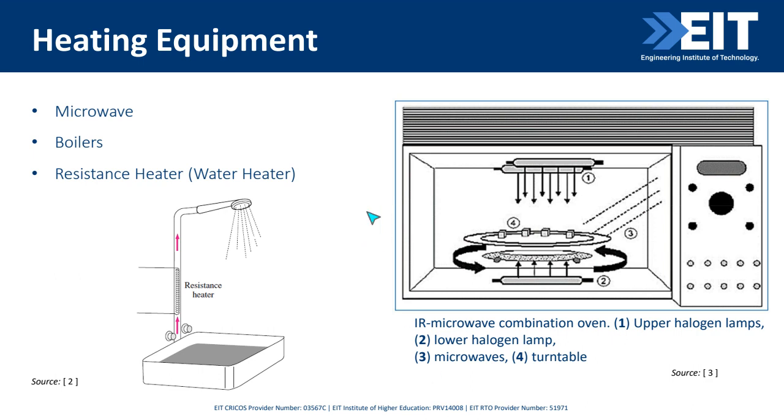Microwave is very interesting, and day in day out we use it, but probably many of us don't know that this uses the radiation concept for cooking. So it doesn't use convection. For our conventional cooking, we use conduction and convection, whereas for microwave cooking, radiation is used. Then other heating equipment like boilers, traditional equipment, resistance heaters, water heaters. The applications are endless when we talk about heating equipment.